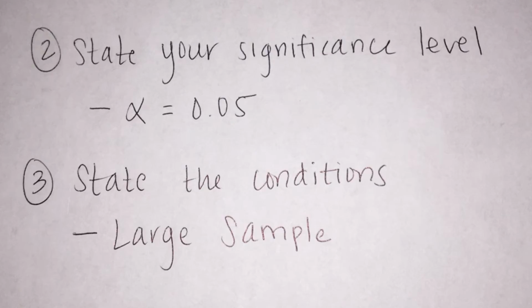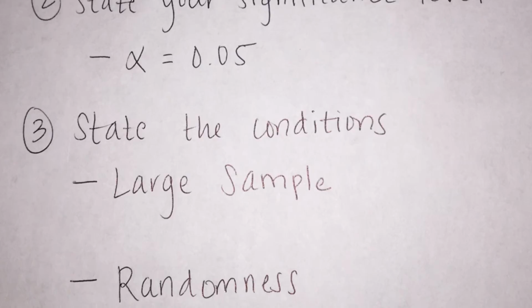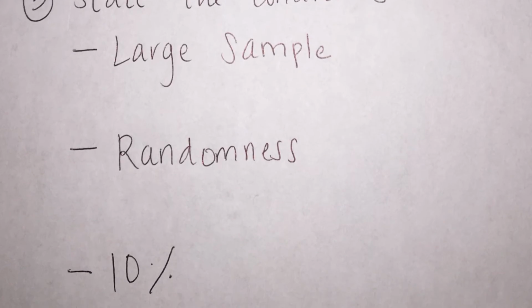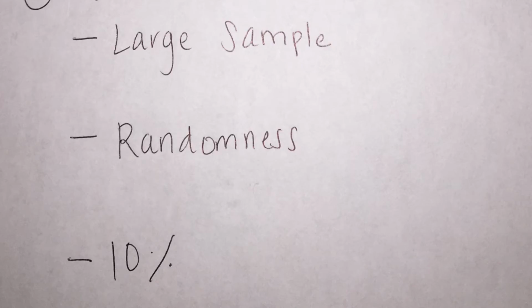Finally, state the conditions. There are three that you must satisfy. The first one is the large sample / normality condition, which states that n must be greater than 30. If the sample size is not greater than 30, use the sample data and sketch a sample distribution to show that there is no strong skew or outliers. Then this condition is satisfied.